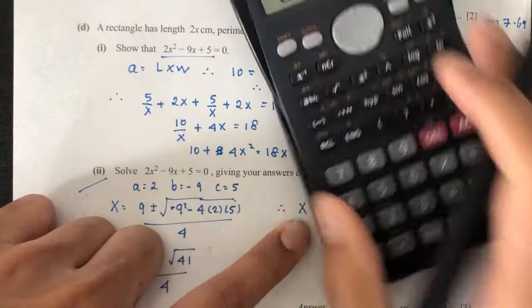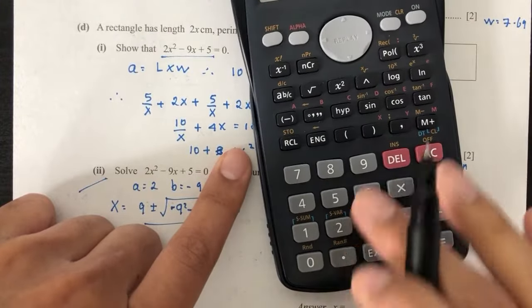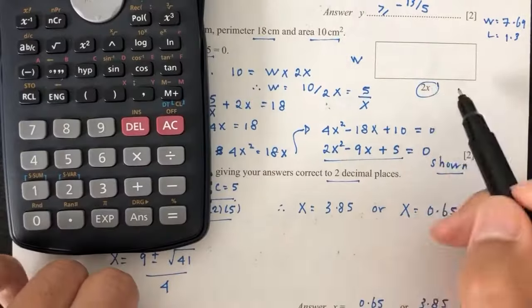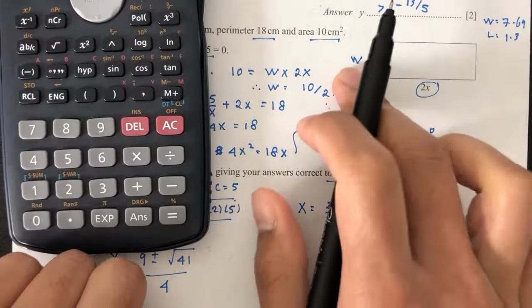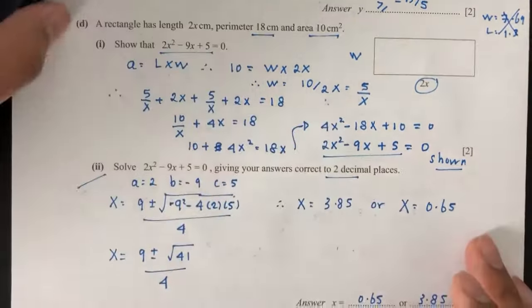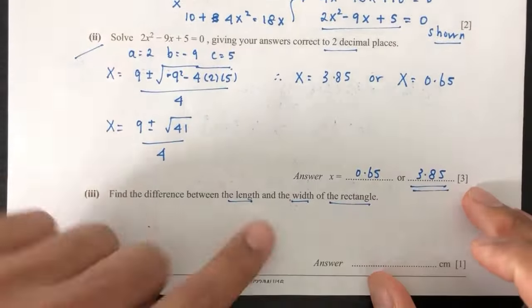And what is the length? Length will be 2 times 0.65. That will be 1.3. So as you can see in this drawing, the length needs to be more than the width, so it cannot be this one. So the only other value will be 3.85.